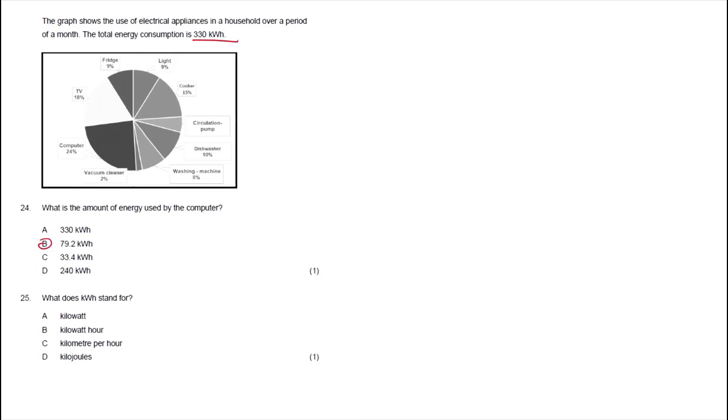Okay, so that's 79.2 kilowatts. And how did we get the 79.2 kilowatts? It's very easy. So we took the total number of kilowatts, which is 330, and then multiplied by 24%. And then we got 79.2. So that's how we got the 79.2.